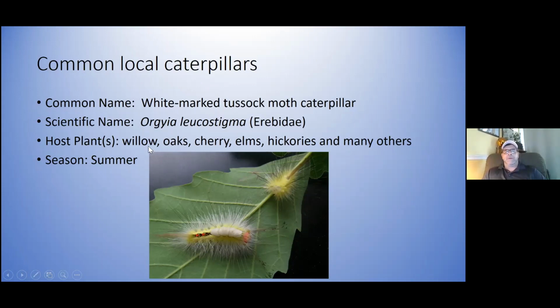And it's a common feeder. It likes willows a lot. You can find it on cherry and oaks and hickories and several other ones, and it's found throughout the summer. There's a couple generations of that species.